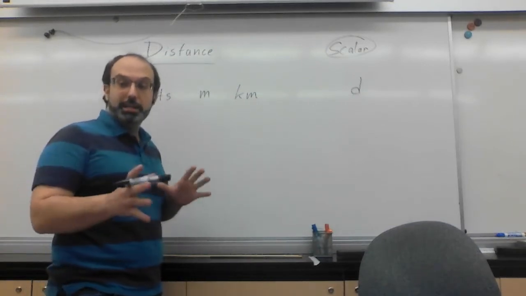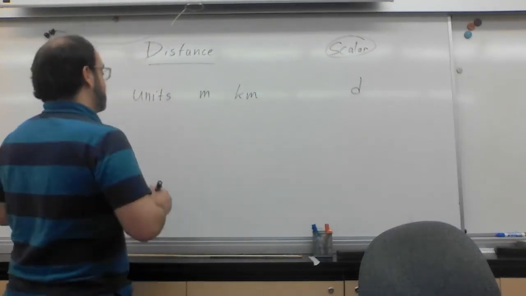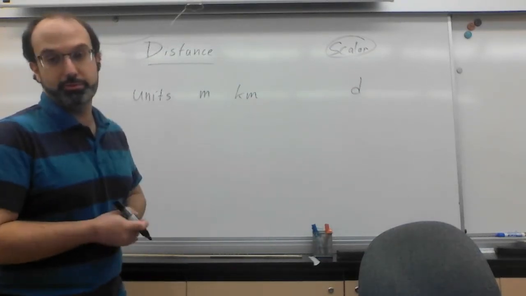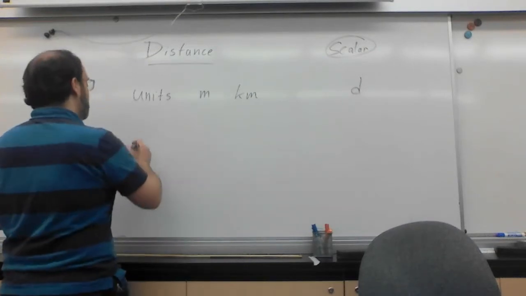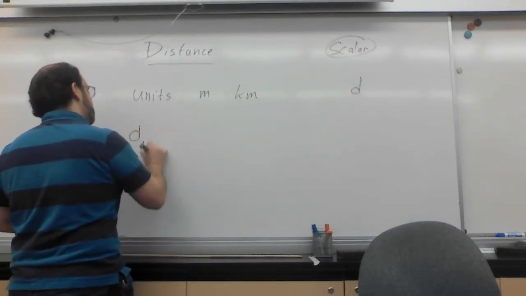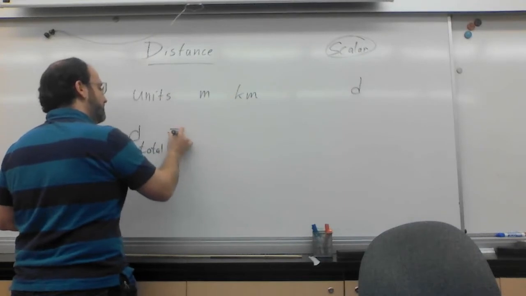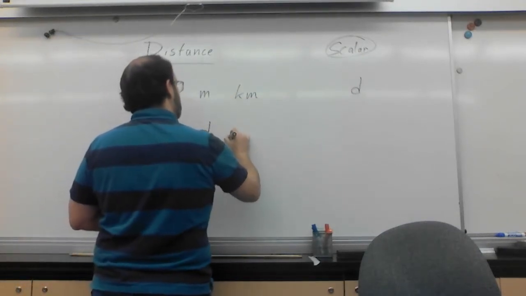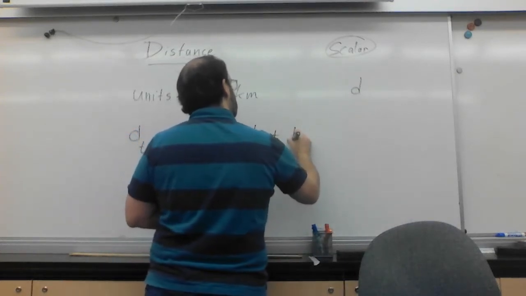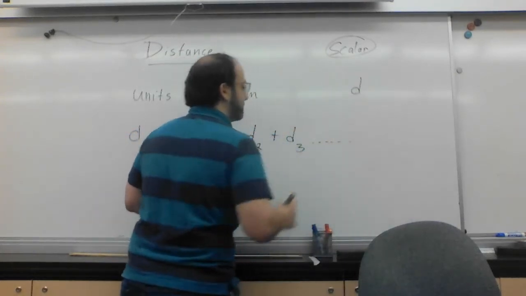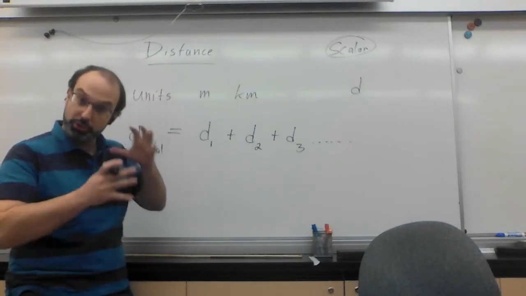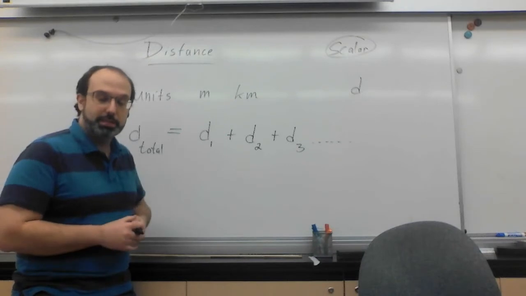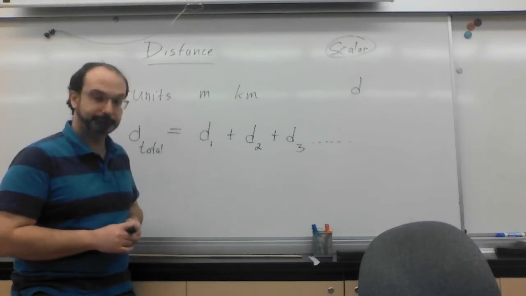Next, we've got a box, and in here we're going to write down our distance formula. So this is going to be our formula, and there's sort of two ways to write this, depending on how comfortable everyone is with mathematics. So the first one is that the total distance is equal to the first distance plus the second distance plus the third distance, and you just keep going. So basically what I'm saying is that the total distance you travel, you add all the distances. That's it. That's all you have to do.